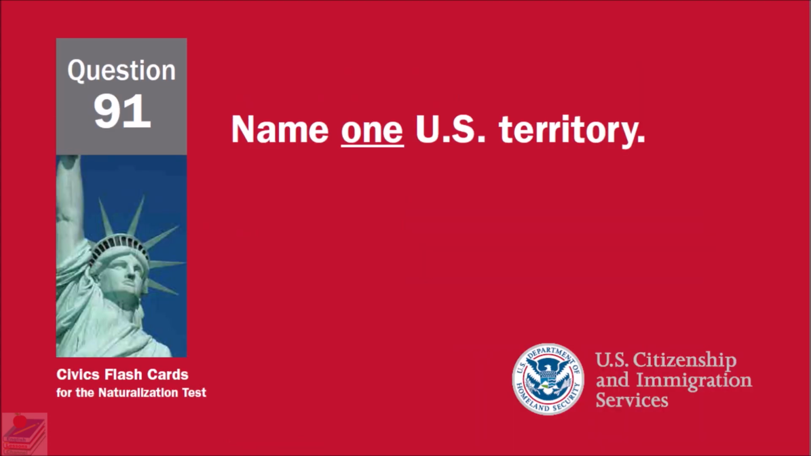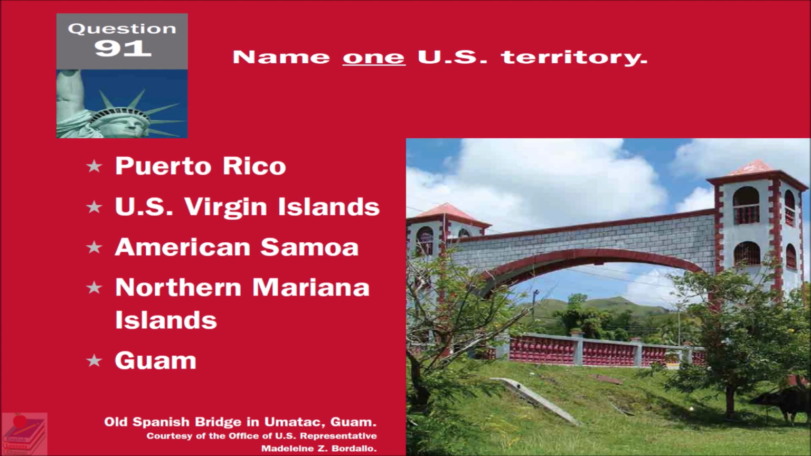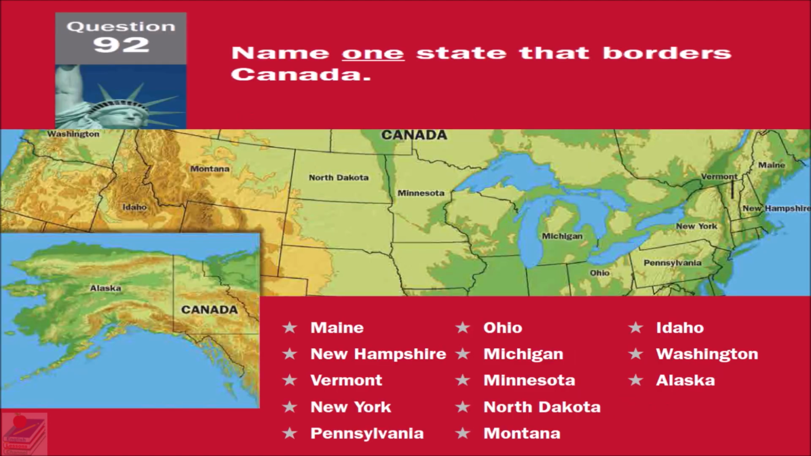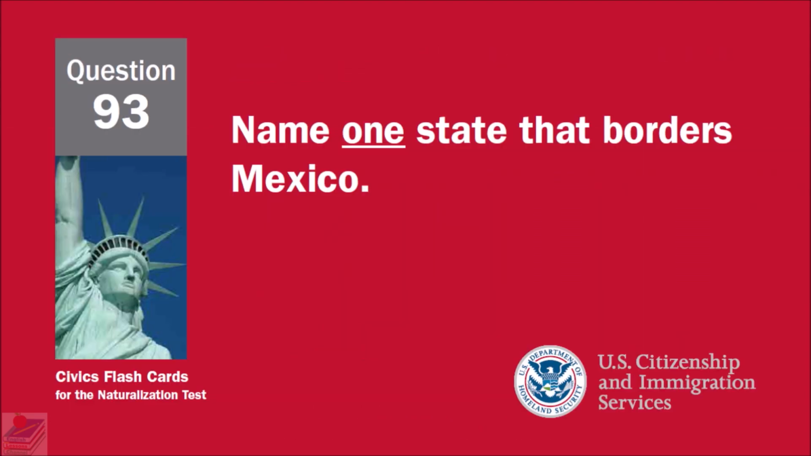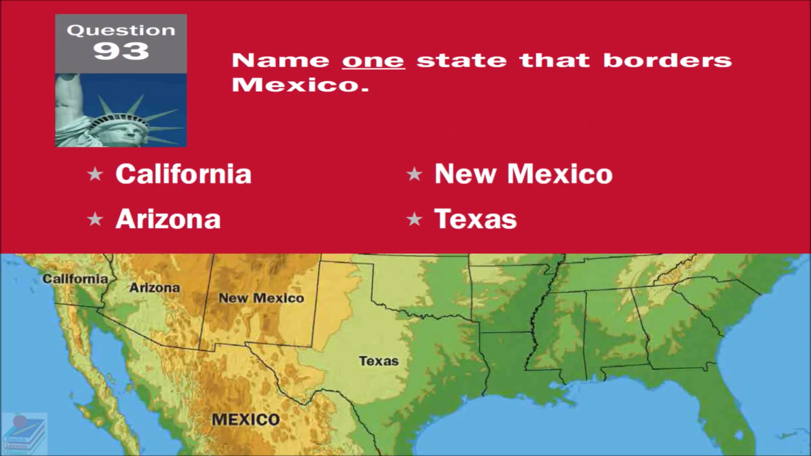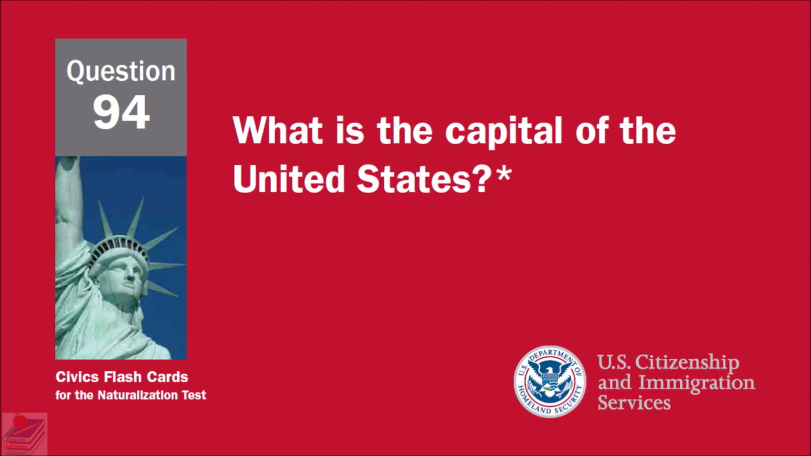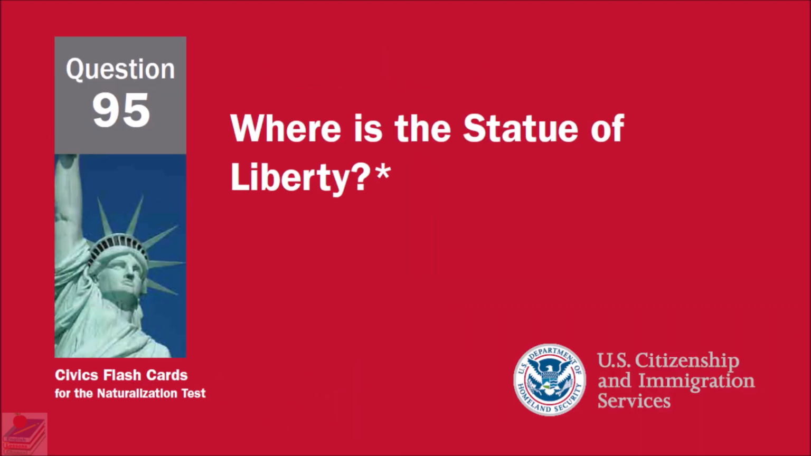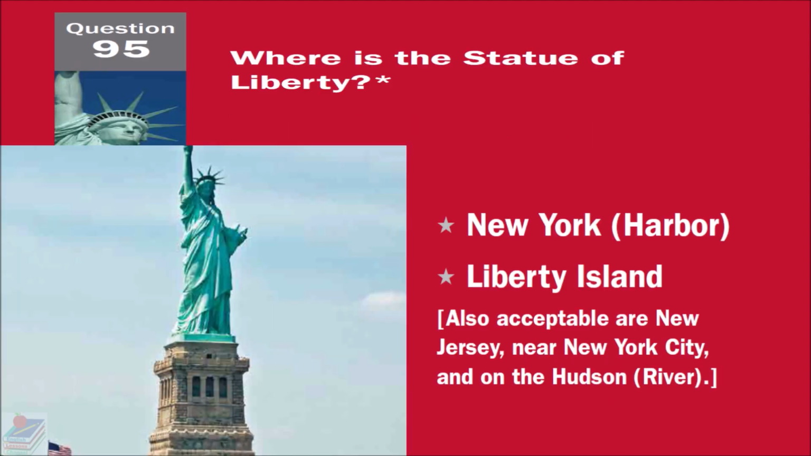Name one U.S. territory. Puerto Rico. Name one state that borders Canada. New York. Name one state that borders Mexico. California. What is the capital of the United States? Washington, D.C. Where is the Statue of Liberty? New York.